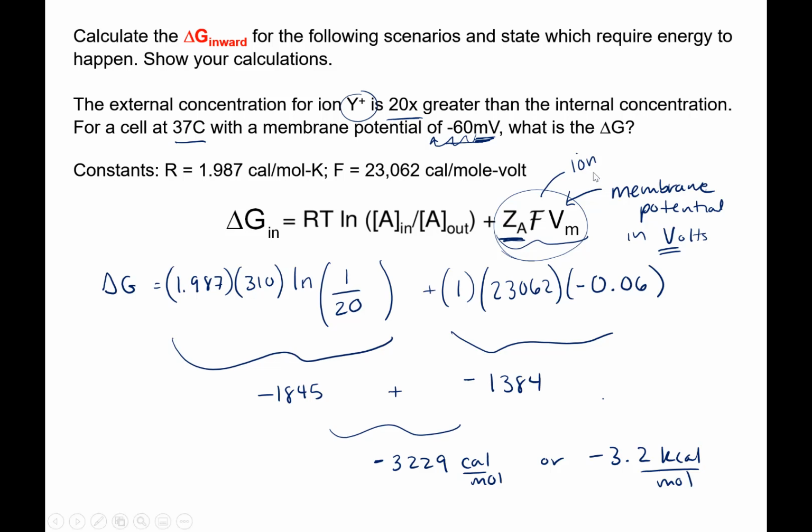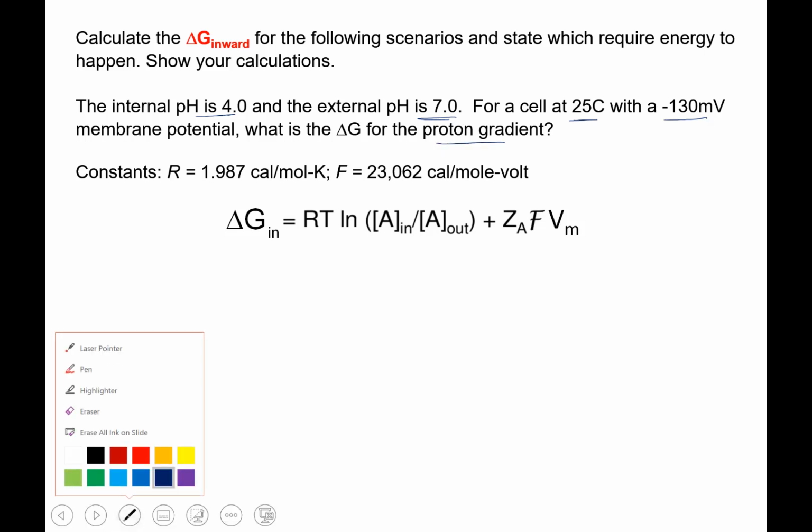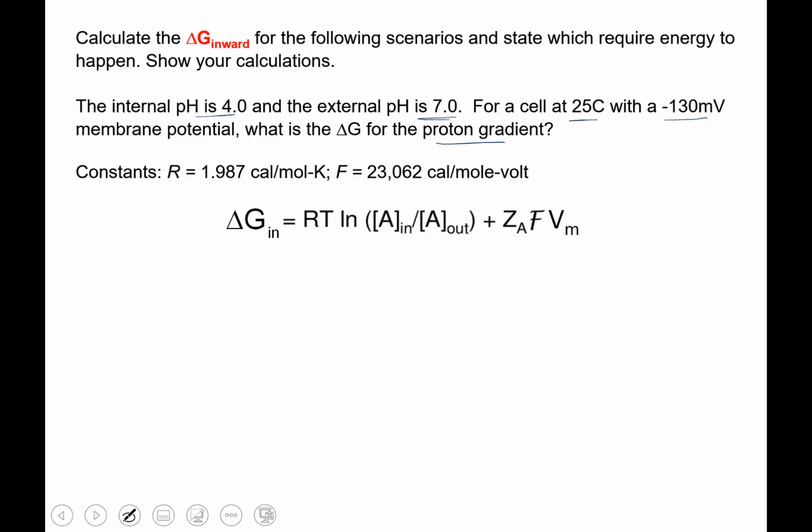The last one I want to show you is when you get something a little different, and I always like to challenge you. So I might give you something that you haven't seen before. For instance, this problem says the internal pH is 4.0. The external pH is 7.0. For a cell at 25 degrees Celsius with a negative 130 millivolt membrane potential, what is the delta G for the proton gradient? You might look at this problem and go, what the what?